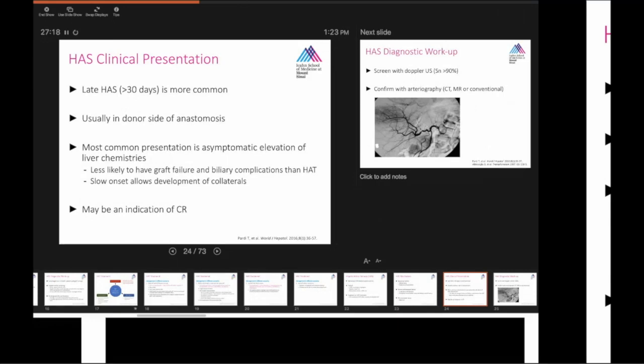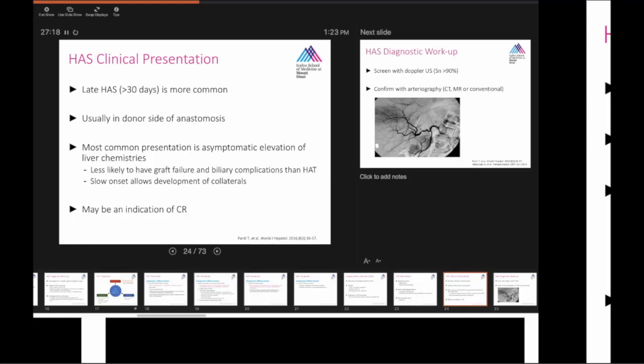Clinically, it typically presents later, so more than 30 days is the more common presentation. The stenotic area is typically on the donor side of the anastomosis. I believe it's because the vascularity on the recipient side of the big vessel is better. The most common presentation is an asymptomatic elevation of liver chemistries. These patients are less likely than HAT patients to have graft failure or biliary complications.